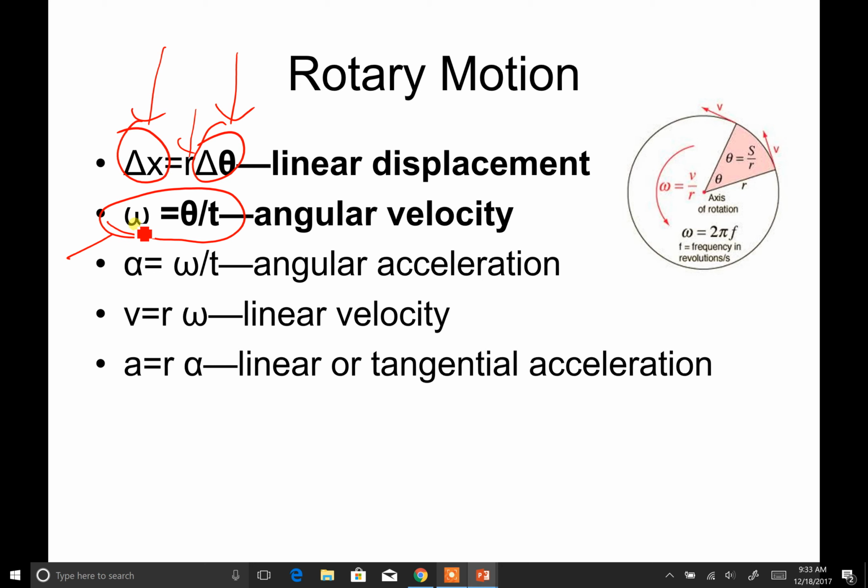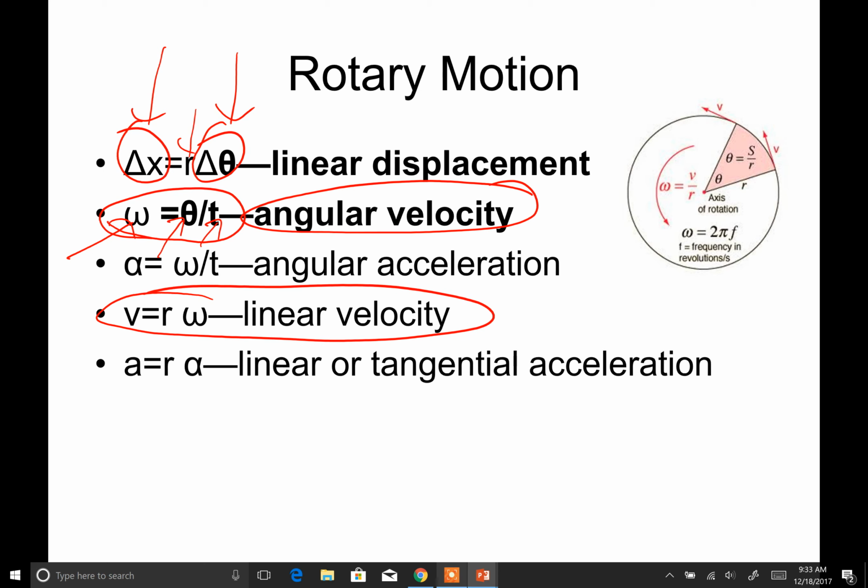Angular velocity is equal to the change in angular displacement divided by time. That gives you an angular displacement in radians divided by time in seconds, so for angular velocity you get a quantity in radians per second. Also notice if you want the linear velocity, you take the radius times the angular velocity. When you multiply those together, you get an answer in meters per second. Sometimes you'll hear that velocity called the tangential velocity. That's the linear velocity, the velocity in terms of meters per second.